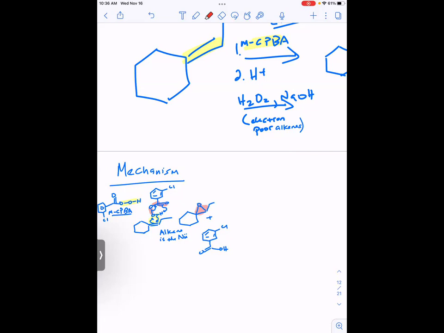Right? You got to do it under really facile conditions, like the conditions have to be right. Otherwise, that ring is pretty sturdy. It can withstand a lot.